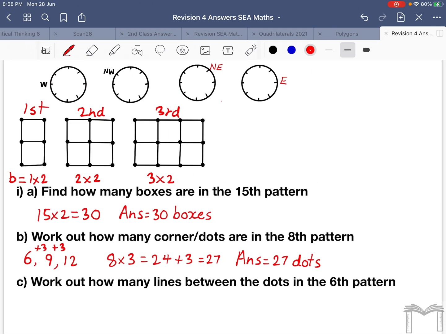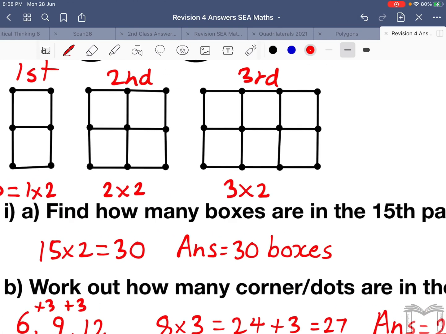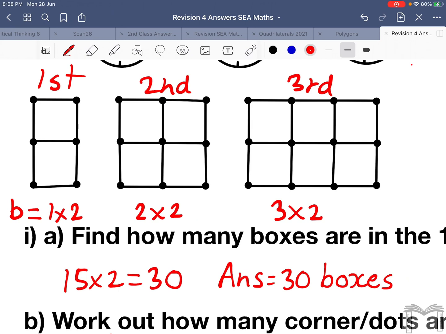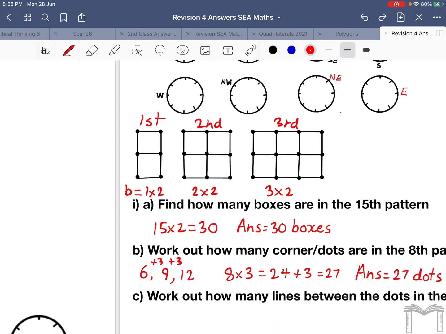Part C. Work out how many lines between the dots in the 6th pattern. So again, yes, we can draw it out and count it, but let's see if we can figure out a way to determine the amount of lines without drawing the pattern. So let's count the amount of lines in the first pattern. So 1, 2, 3, 4, 5, 6, 7. So let's write that down.